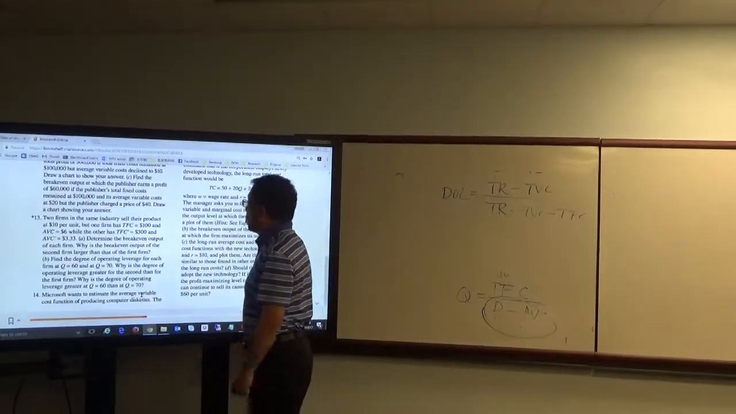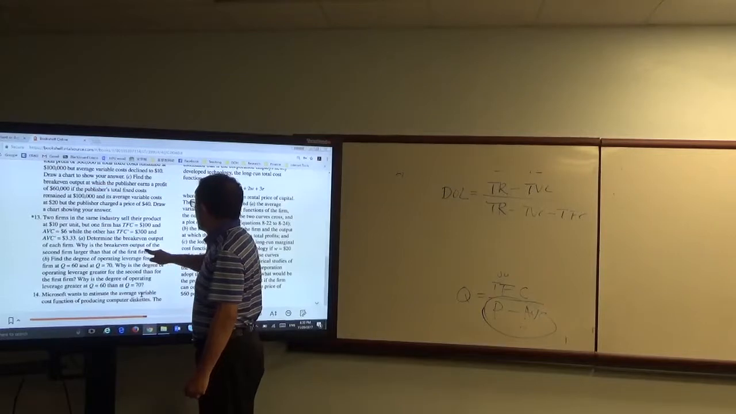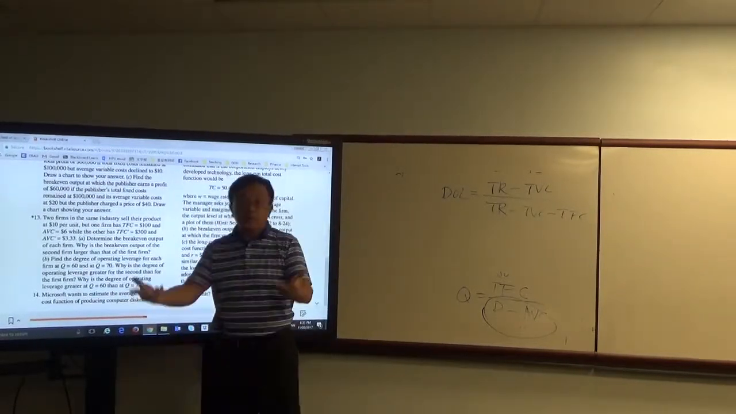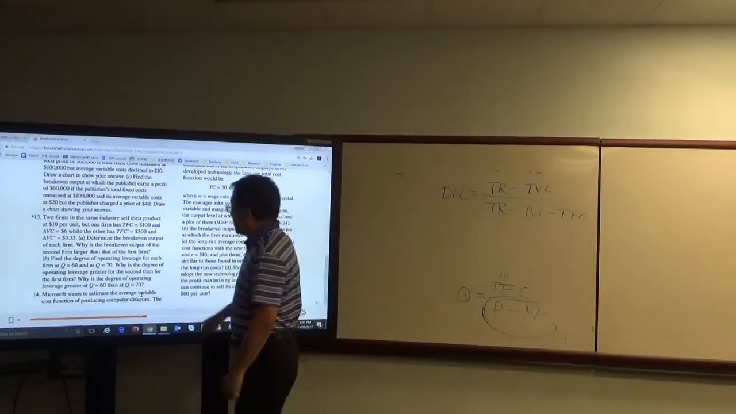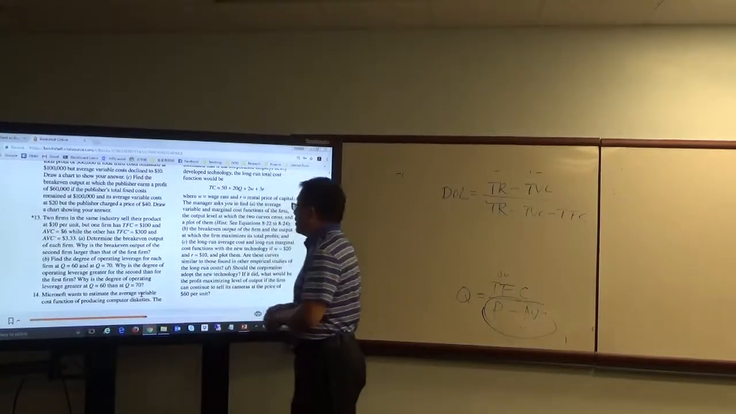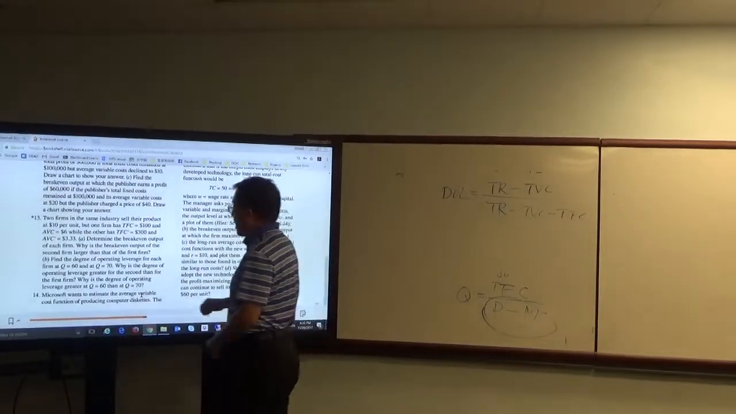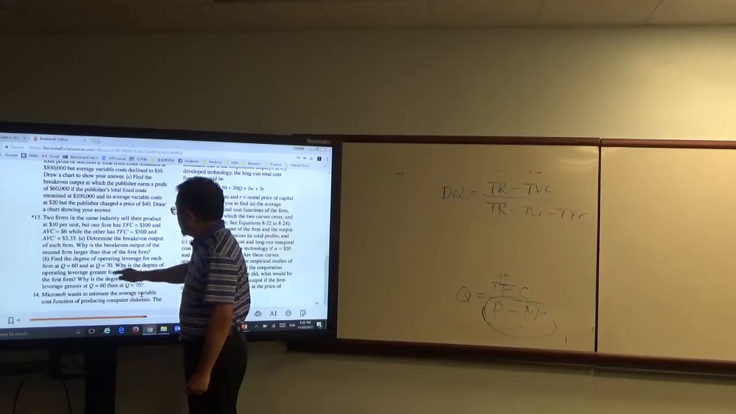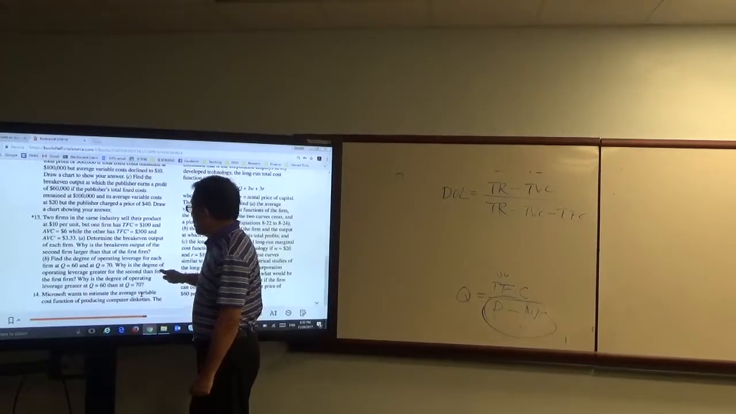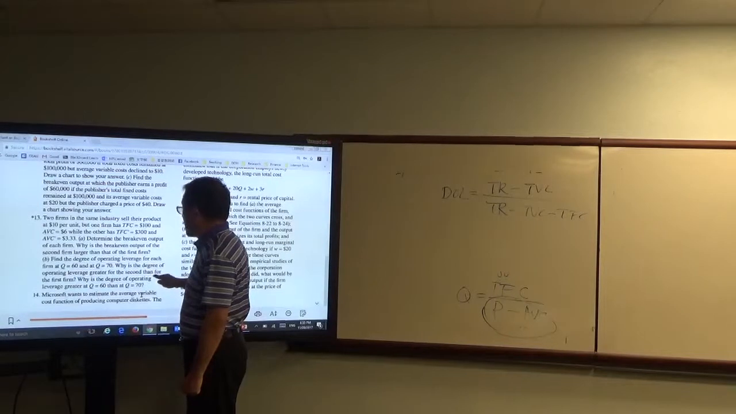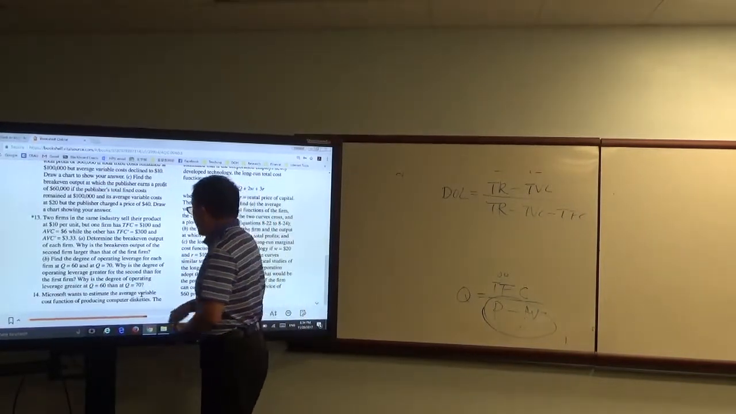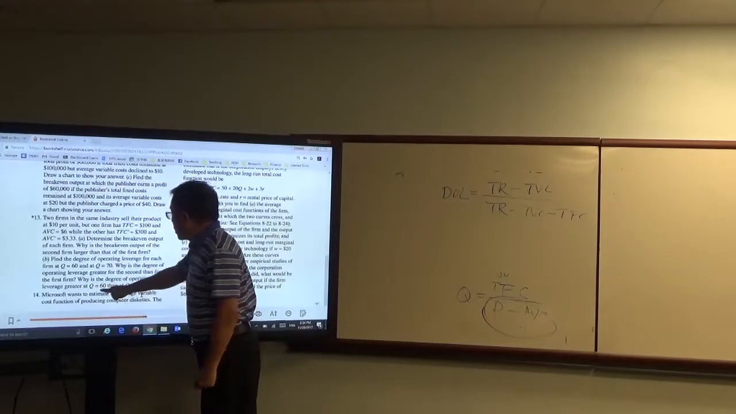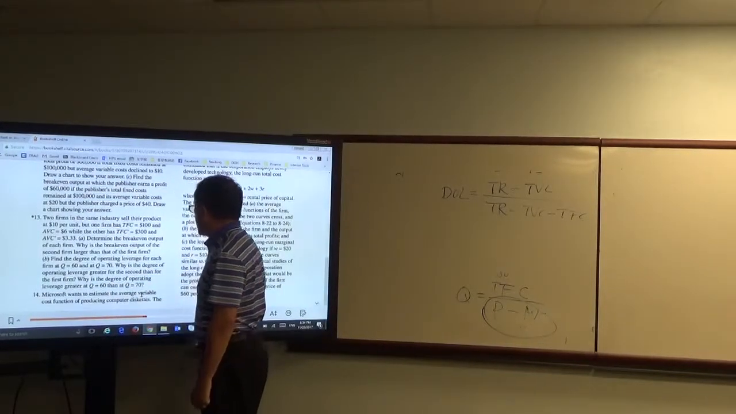And why is the break-even output of the second firm larger than the first? Of course, the total fixed cost is much larger, right? Much larger. And B, find the DOL for each firm at quantity 60 and quantity 70. So why is the degree of operating leverage greater for the second than the first? Well, the second firm is more leveraged, right?